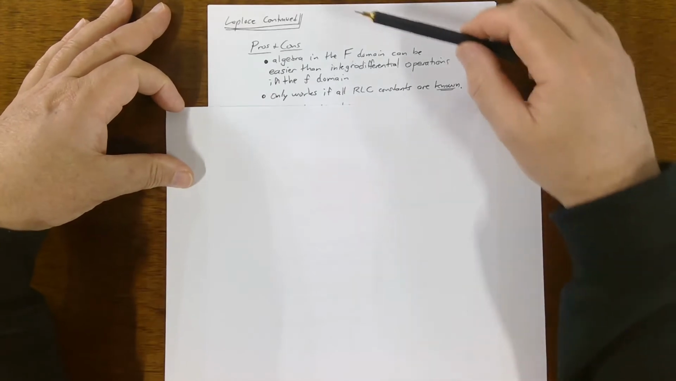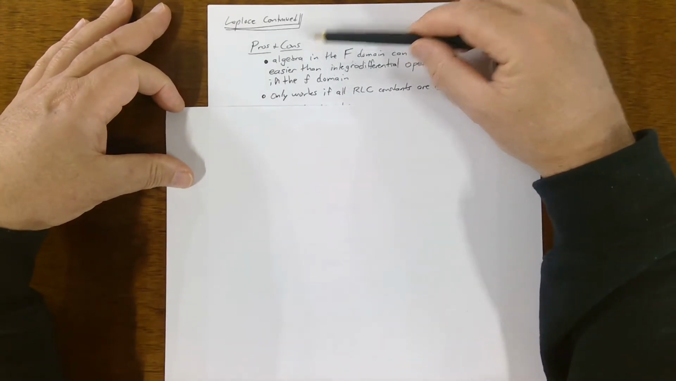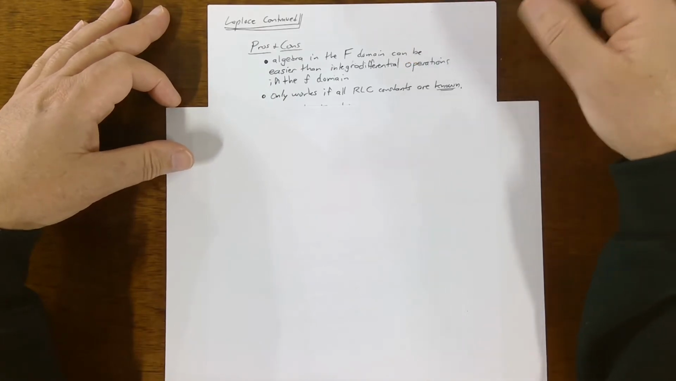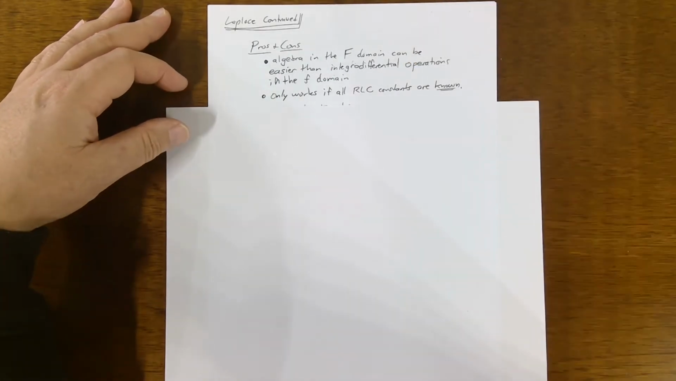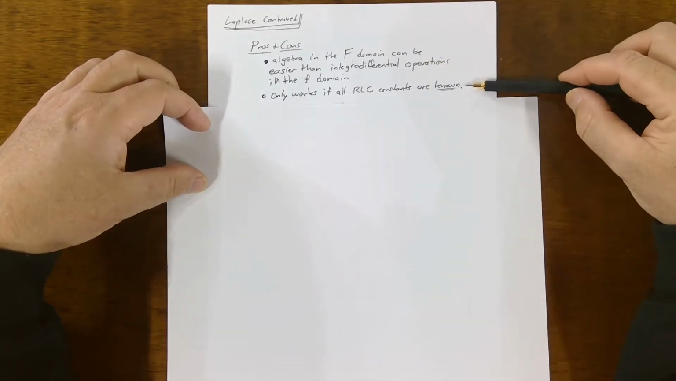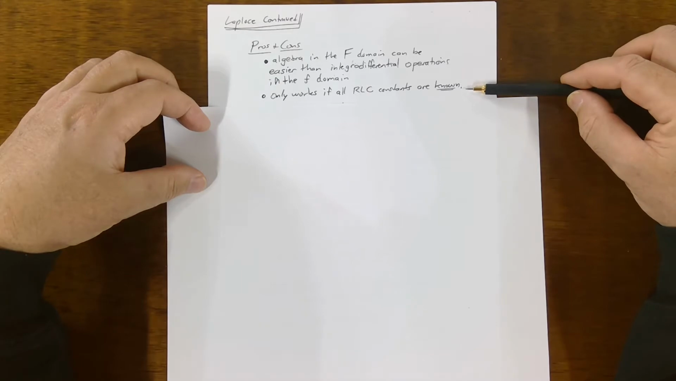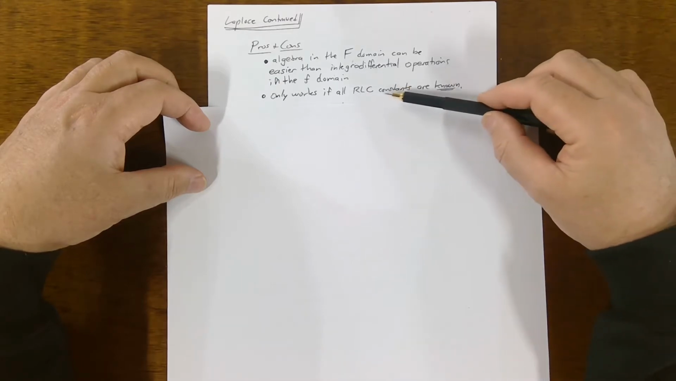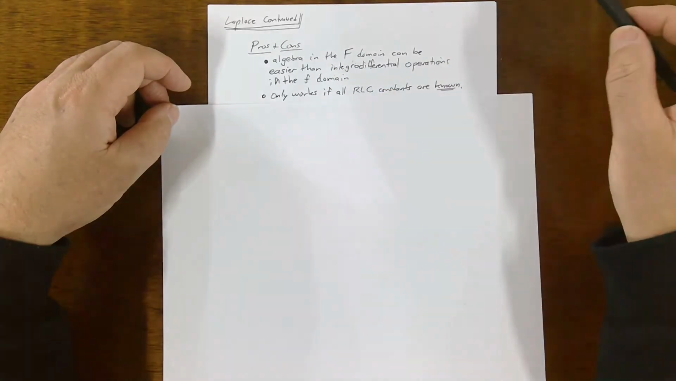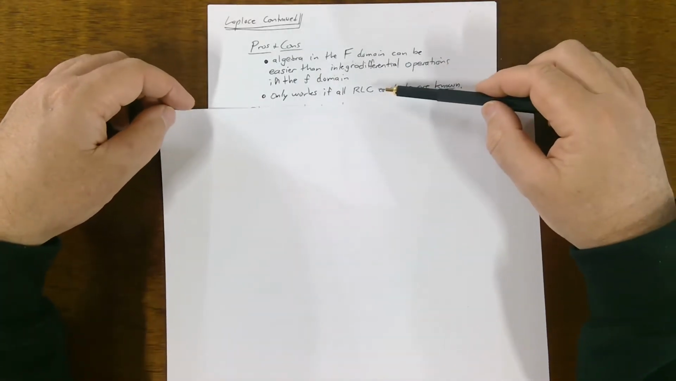Okay, so an advantage of Laplace F domain stuff is we're just going to do algebra instead of integral and differential operations, and that's easier. A con is it only works if the RLC constants are known. All right, so you have to plug those values in, and then you get a set of equations that only works for those values. If you change the R, L, or C constants, you have to start over. It breaks all the math.